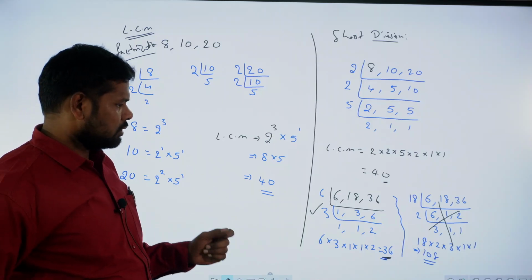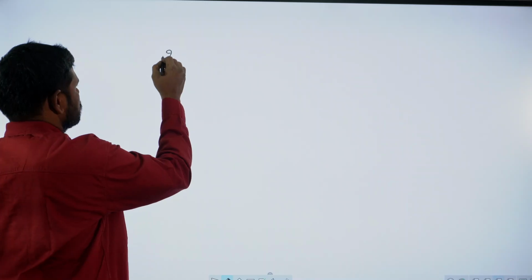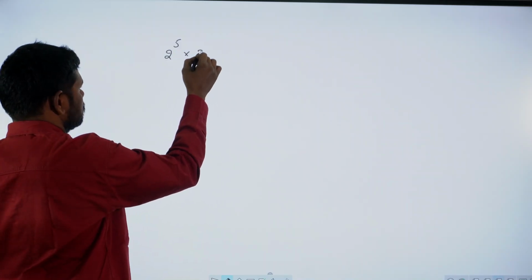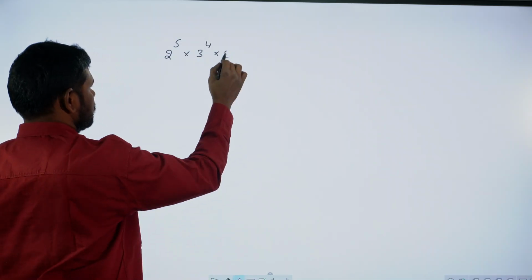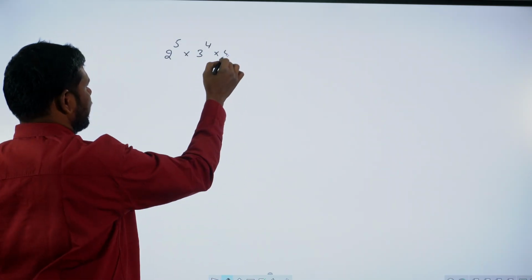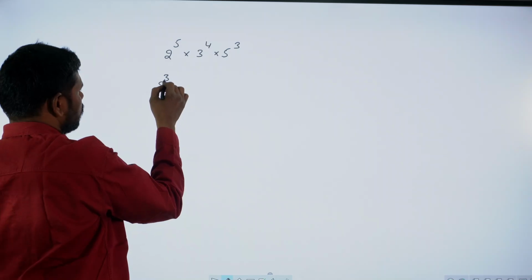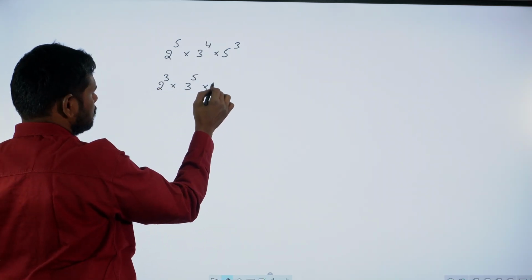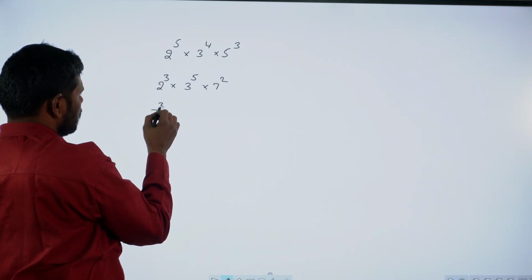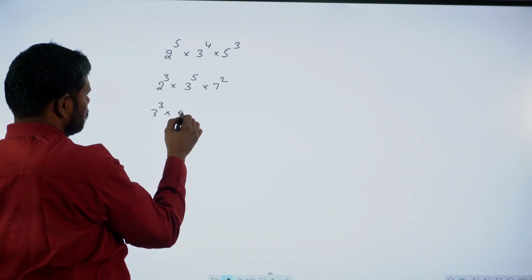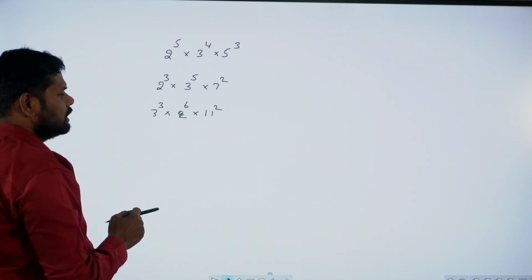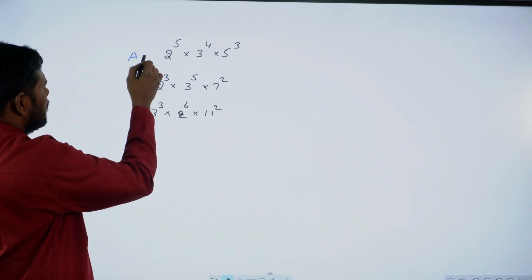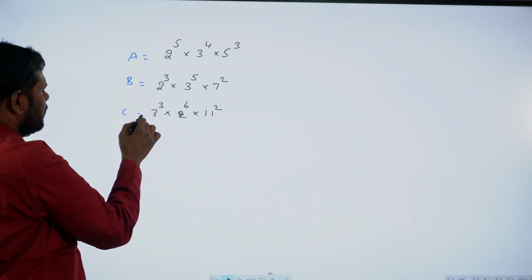And let's look at one more question also. Suppose they directly gave 3 numbers like this. Suppose A is 2 power 5 into 3 power 4 into 5 cube, then B is 2 cube into 3 power 5 into 7 square, then C is 3 cube into 2 power 6 into 11 power 2. So these are the three numbers A, B, C. What is the LCM of A, B and C?